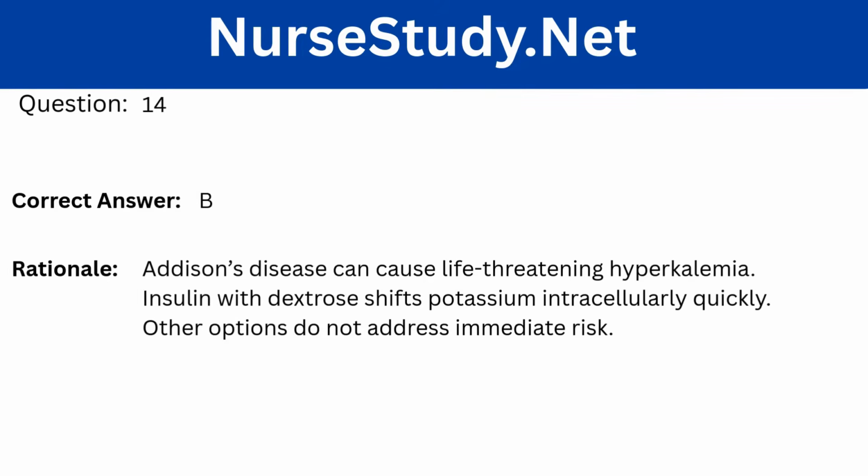Correct answer, B. Rationale. Addison's disease can cause life-threatening hyperkalemia. Insulin with dextrose shifts potassium intracellularly quickly. Other options do not address immediate risk.